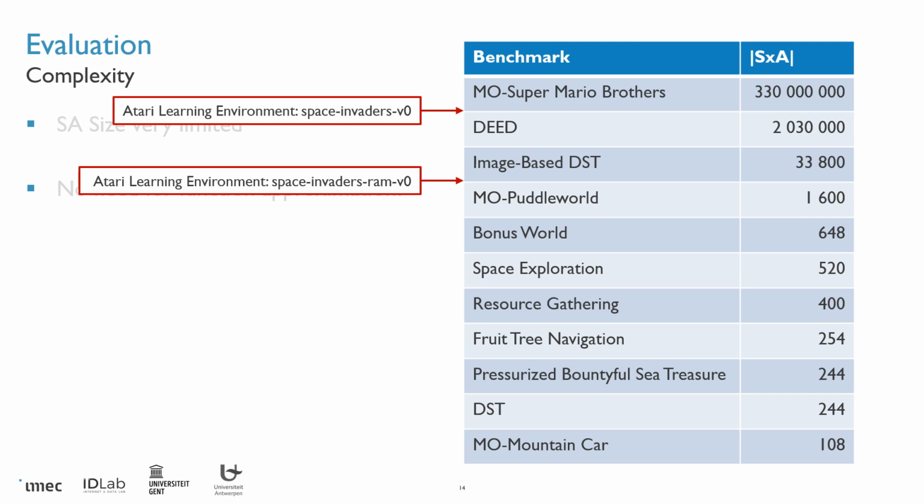We can also compare this list of multi-objective reinforcement learning benchmarks to single-objective reinforcement learning benchmarks. For this comparison, we selected Space Invaders v0 and Space Invaders RAM v0. We see that when comparing our multi-objective reinforcement learning benchmarks to 2 single-objective reinforcement learning benchmarks, the single-objective reinforcement learning benchmarks end up towards the top of our list in terms of complexity.